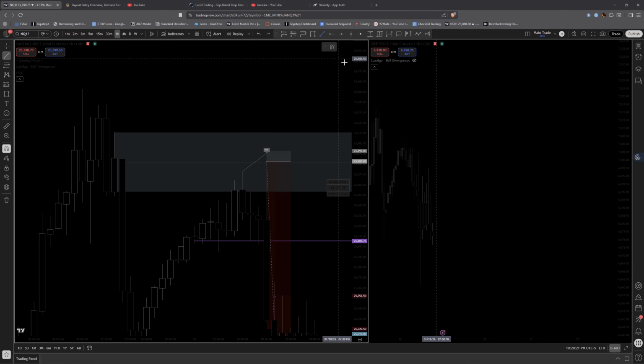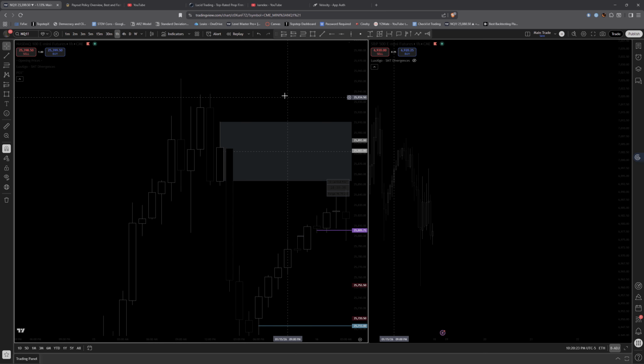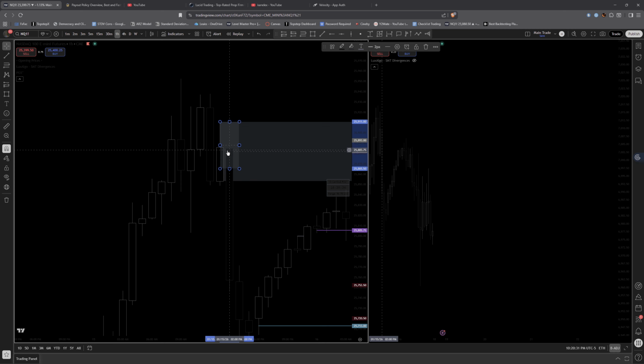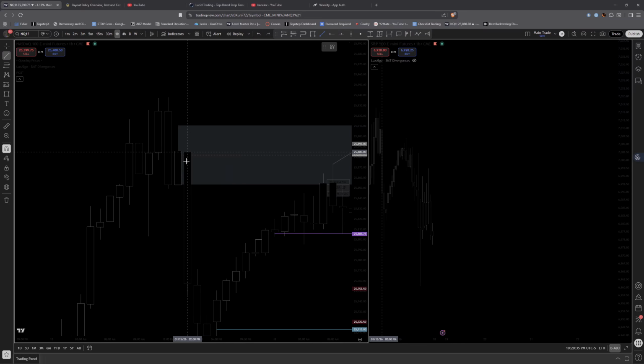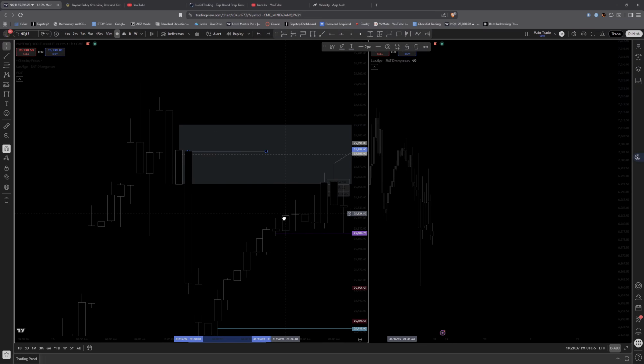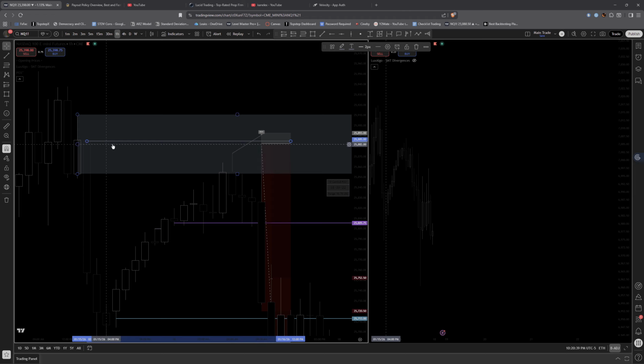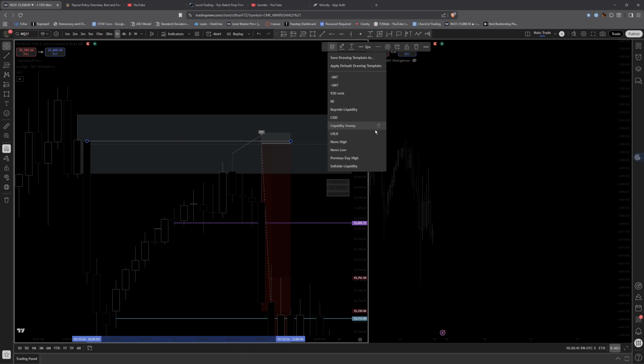Okay, it's quite rare, but do you see how this candle has absolutely no upper wick? This candle right here, that is what you would call a devil's mark. Okay, this would be a devil's mark. This devil's mark was the strongest drawn liquidity of the day.